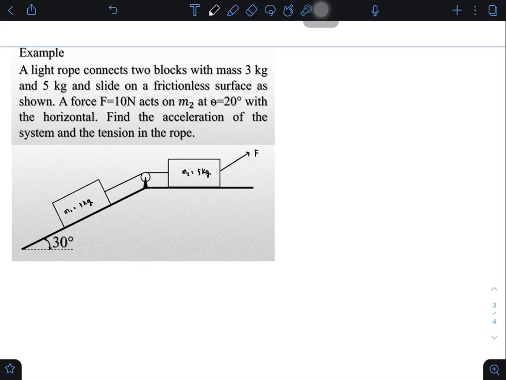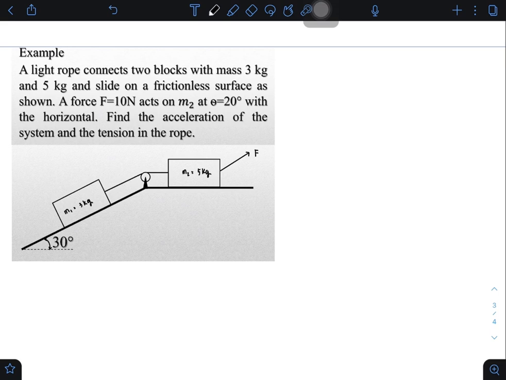Alright, next example. A light rope connects two blocks with mass 3 kilograms and 5 kilograms that slide on a frictionless surface as shown. A force F of 10 newtons acts on M2 at 20 degrees with respect to the horizontal. Find the acceleration of the system and the tension in the rope.